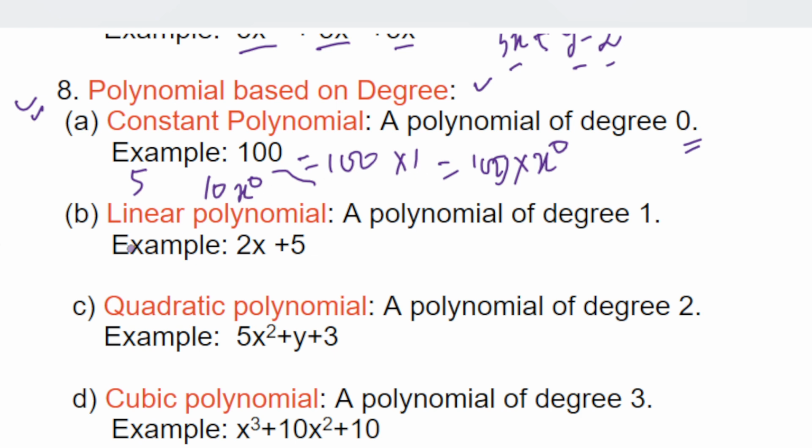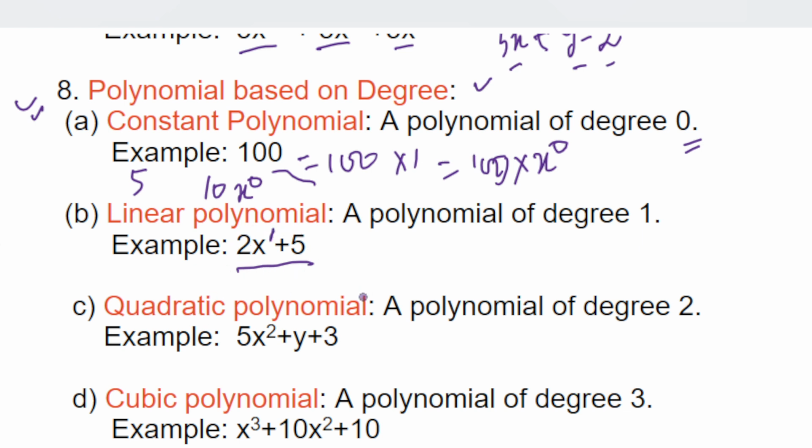All right, linear polynomial. A polynomial of degree 1 is called a linear polynomial. For example, say 2x plus 5. In this case, in 2x, what is the power of x? It is 1. So that means the degree is 1. Therefore in this case you don't look at the number of terms, you only focus on the degree. Since degree is 1, this will be called a linear polynomial.